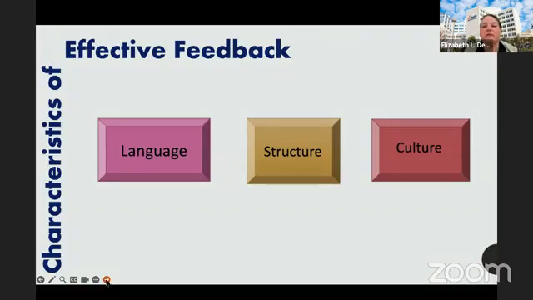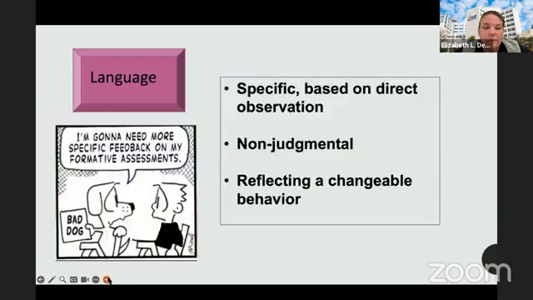So when we talk about characteristics of effective feedback, we want to think about language, structure, and culture. And this could be different if you're working with people who are not from your own culture, but also we need to think about the culture of the institution where we are all working. So when we talk about language, we want to be sure that the feedback we're giving is specific. It gives someone an idea of what they actually can work on, and it should be based on direct observation. We want to be sure that the tone we use in speaking is not judgmental. And we want to be sure that we're reflecting upon a changeable behavior.